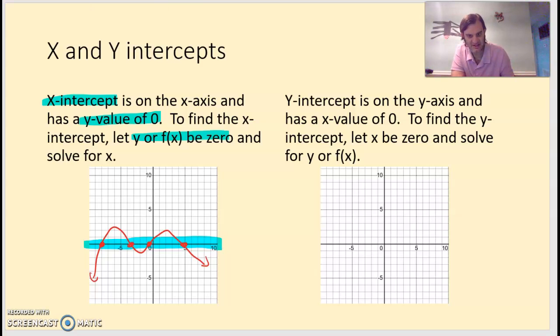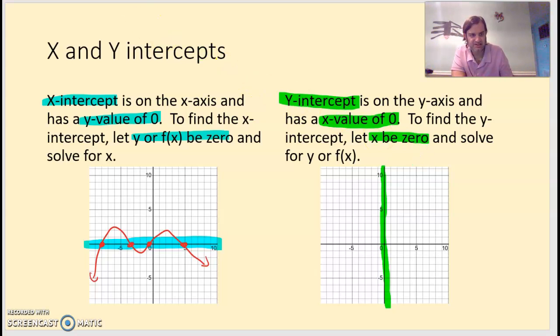Likewise, on the other side here, y-intercepts are on the y-axis and have an x value of 0. So here's the y-axis going up and down. They have an x value of 0 because you can't move left or right if you're going to stay on that center axis. So if you want to find a y-intercept, you let x be 0 and solve for y.